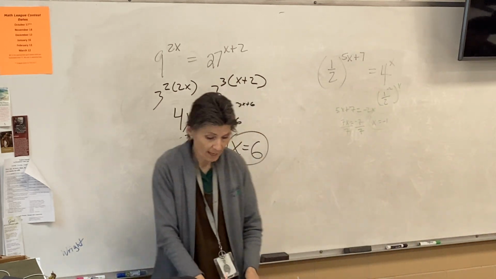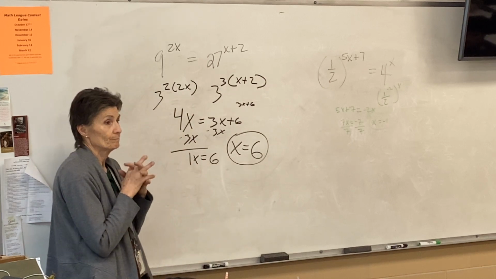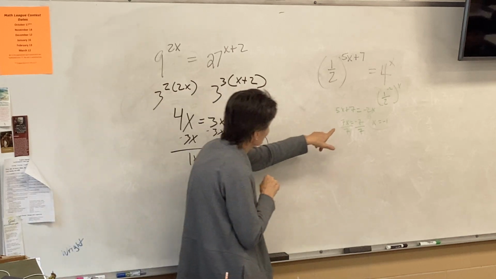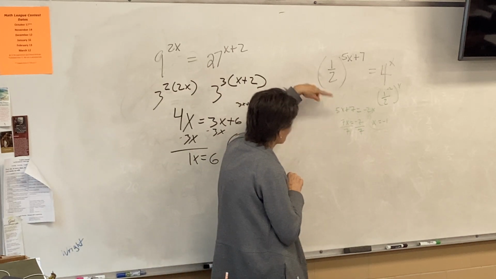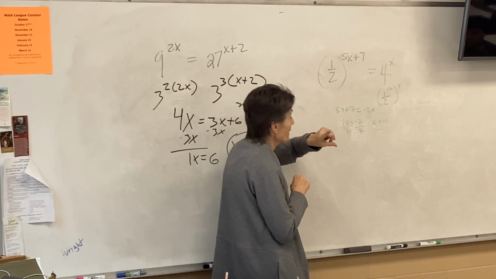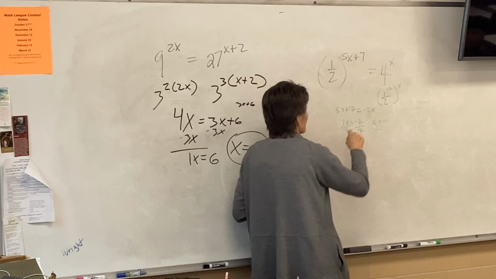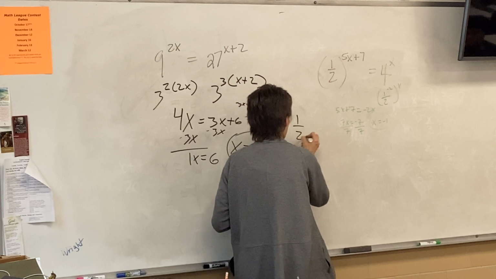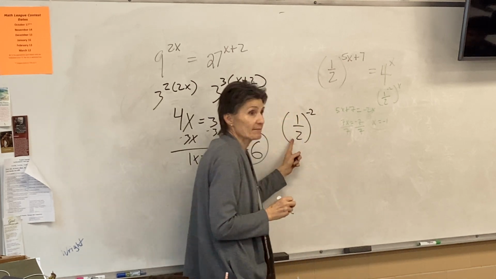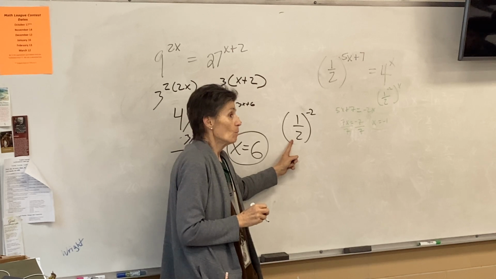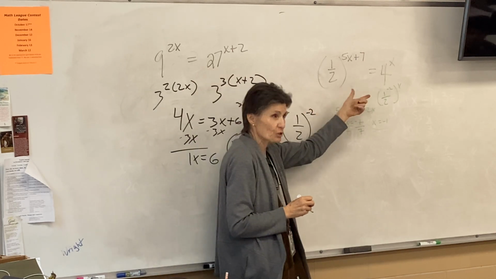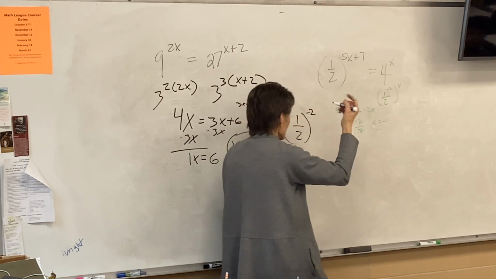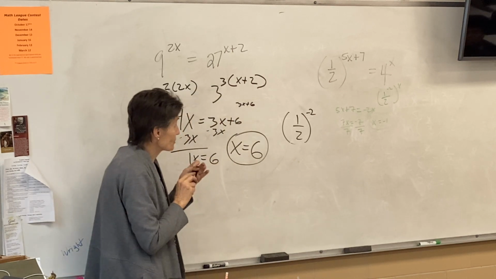Those are the answers that I got. What do you think? Everybody okay with the 6? The green might be kind of hard to read. She got -1 as her answer. She chose 1/2 as her base. So she left this one and changed 4 into 1/2 to the -2nd. Is that the same as 4? Yep. When I did this, I changed them both into 2s. She chose to change them both into 1/2s, which is absolutely fine. And our answers came out to be the same.